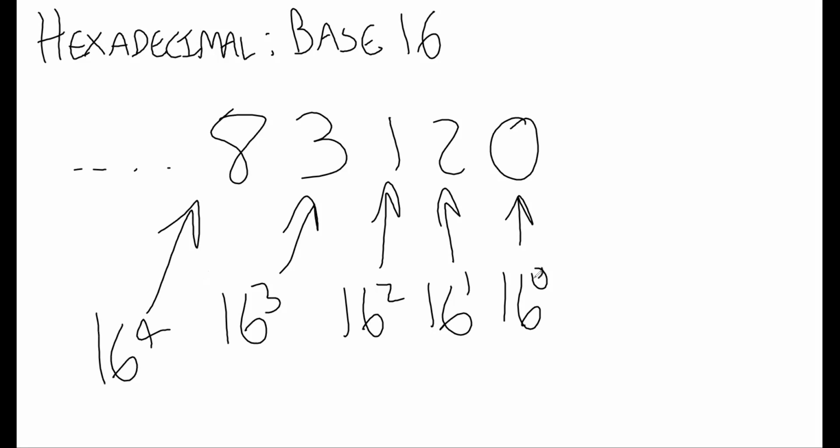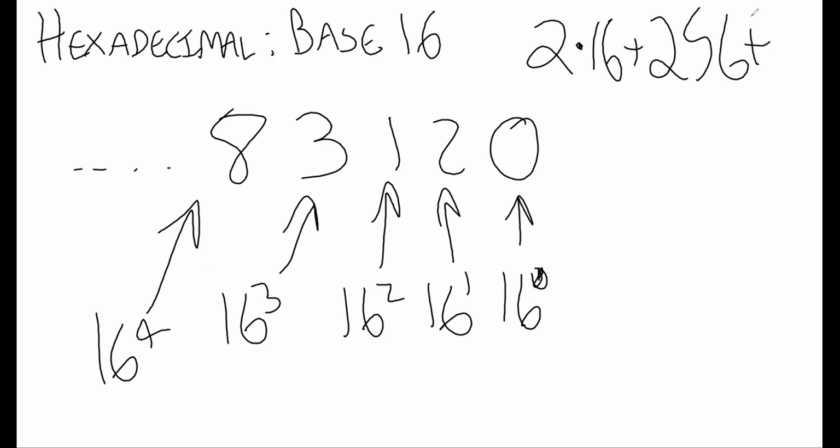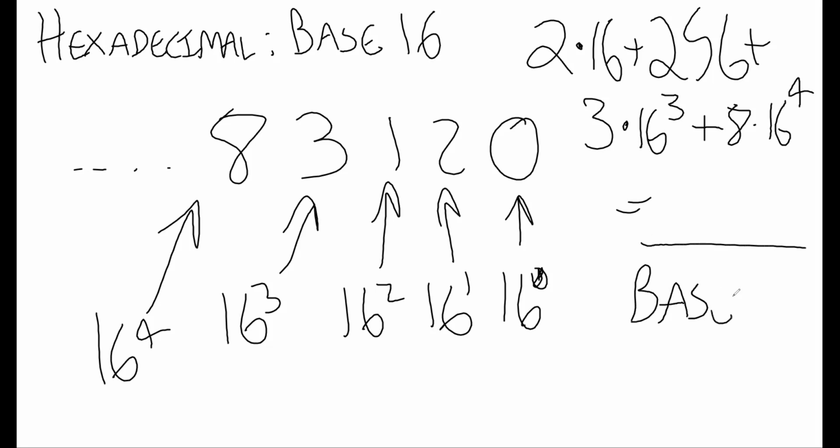I have 0 ones, I have 2 16s, I have 1 256. Fortunately, I'm not as cool with my powers of 16. I have 3 16 cubeds, and I have 8 16 to the fourths. And if I added all that up, that'd be my base 10 value. Cool beans? All right.